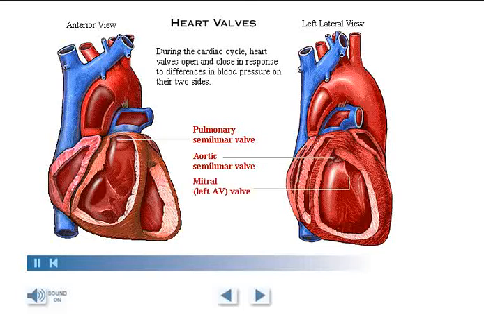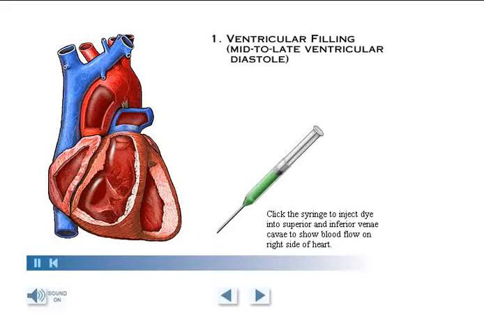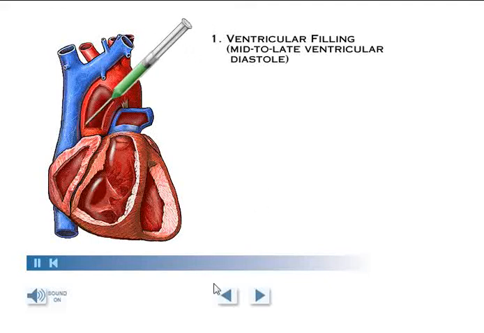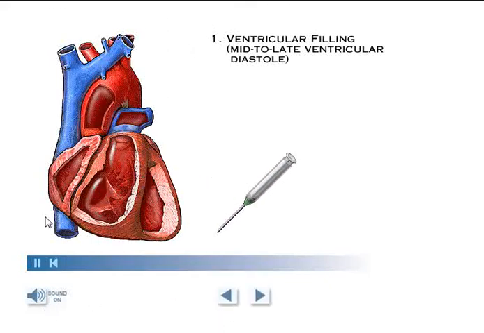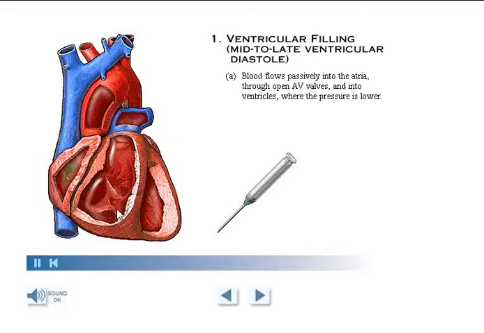The mitral or left atrioventricular valve, and the tricuspid or right atrioventricular valve. Click the syringe to see dye injected into the heart. Now this is showing a little bit of ventricular filling. This shows the inferior and superior vena cava. During mid to late diastole, blood flows passively into the right atrium, through the open AV valves, and continues into the ventricles where the pressure is lower.